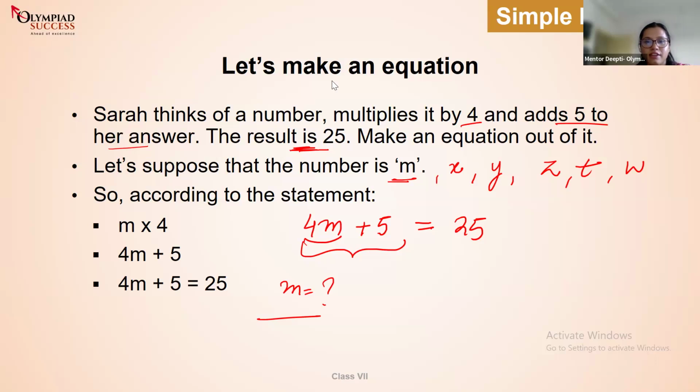Saksham, Sanvi, Bhavin. Okay, so I think you people know a little bit of solving linear equations. Let's move on with the next slide.